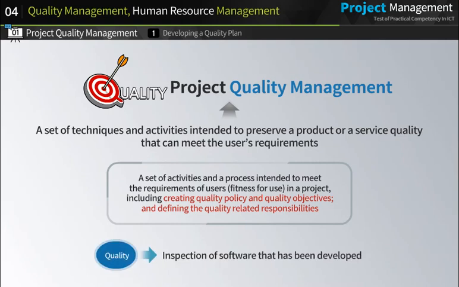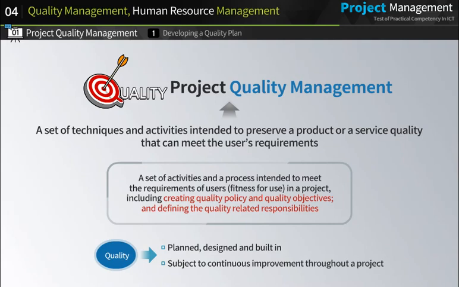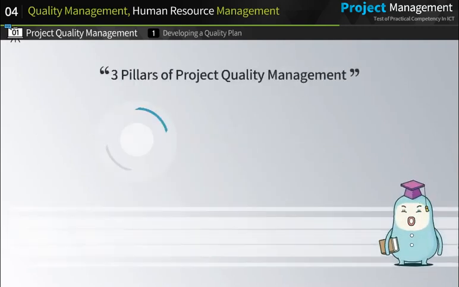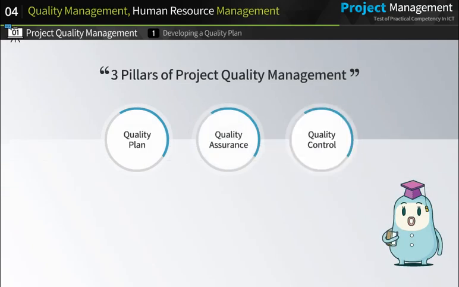Quality is not to inspect software that has been developed. Quality is planned, designed, and built in. Quality is subject to continuous improvement throughout a project. The following are the 3 pillars of project quality management.